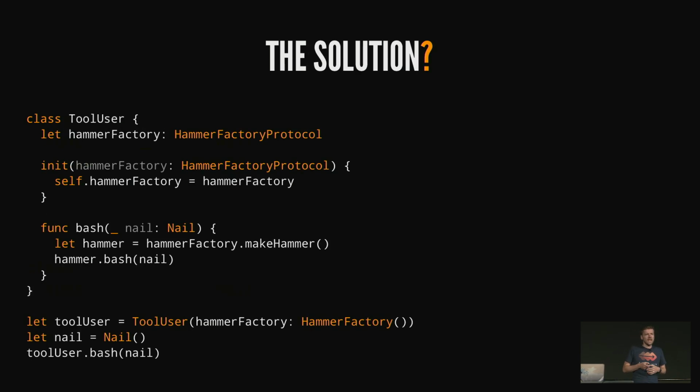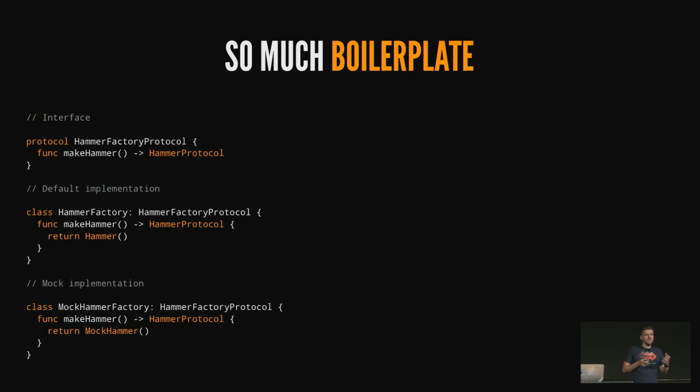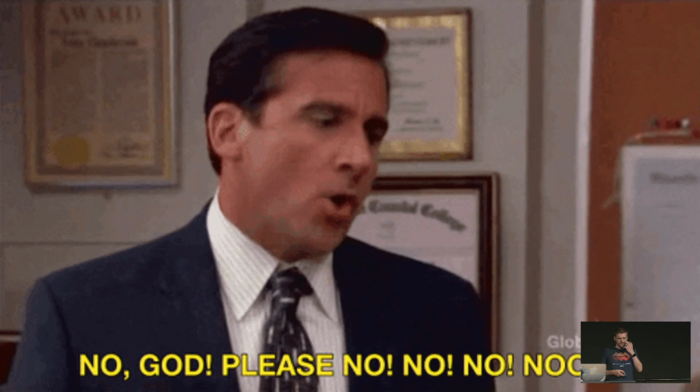And so the standard solution to solve this is that we use the factory pattern. So you have a hammer factory, or rather you have a hammer factory protocol. The hammer factory creates the hammer. You can replace your hammer factory with a mock hammer factory and so on. And this does involve quite a lot of boilerplate code, but it's the only solution. Like, this is well established. This is what we have to do, right?